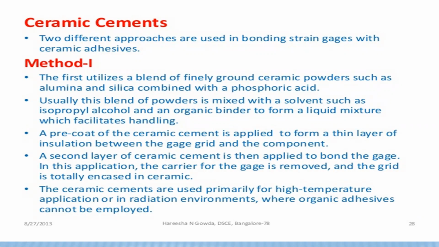Ceramic cements. In these ceramic cements, there are two different approaches used in bonding strain gauges with ceramic adhesives. Method one utilizes a blend of finely ground ceramic powders such as alumina and silica combined with phosphoric acid. So in method one, the ceramic cement is bonded with the strain gauges. Alumina and silica are combined with the phosphoric acid.